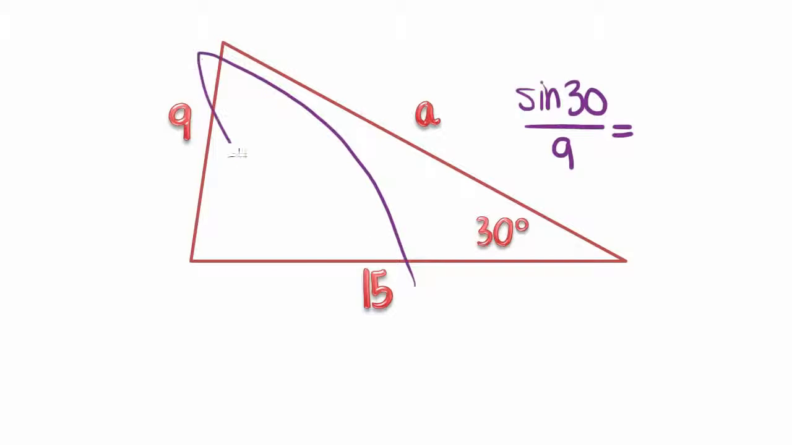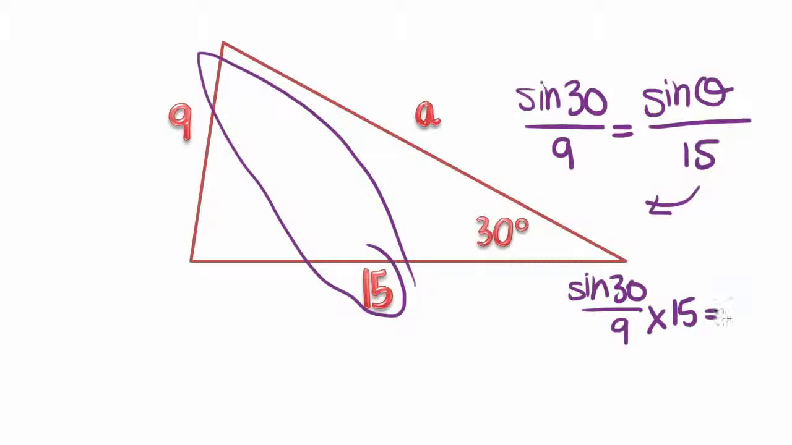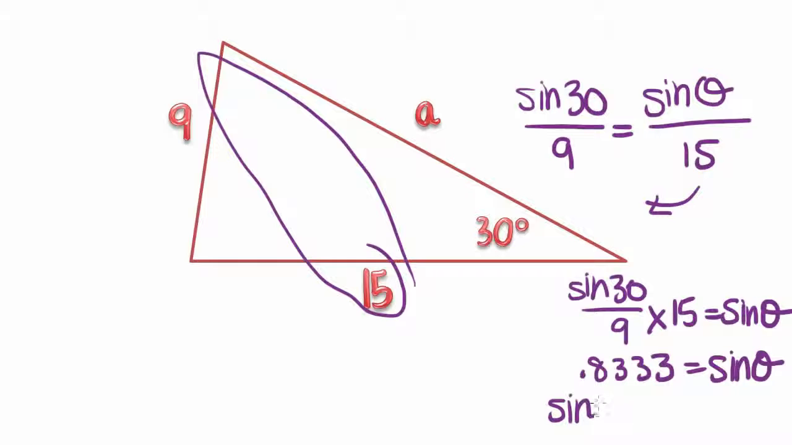And that is going to be equivalent to this other matching set, which is sine of, goodness knows, we don't know yet, let's call it theta, over 15. So how do we work this out? We times the 15 over to that side to get rid of it. We have sine 30 over 9 times 15 equals sine of theta is 0.8333. Now to get rid of the sine on that operation, to kind of do the inverse operation and get sine over to the other side, we take the inverse sine. So on your calculator that looks like sine to the negative 1 of 0.8333, which is 56 degrees.